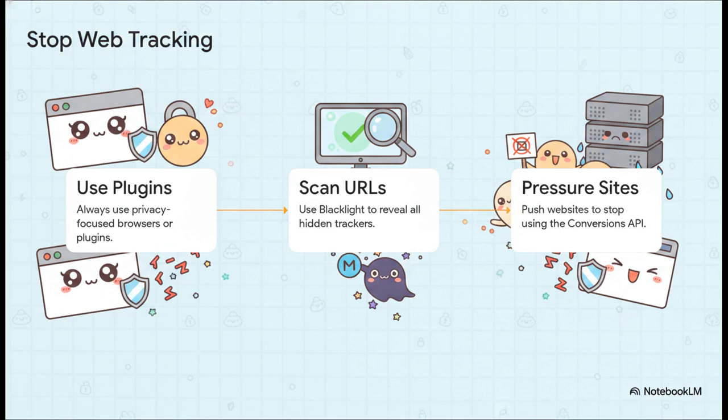So what do the researchers recommend for fighting back against this invisible web? First up, use privacy-focused browsers or plugins that natively block these trackers. Second, and this is a really cool resource, use a tool called Blacklight, created by the tech publication The Markup. You literally just paste a website URL into Blacklight, and it will scan and reveal all the hidden trackers, including the Meta Pixel, running on that specific site. Finally, for server-side tracking like the Conversions API, the only real defense we have is public awareness and actively pressuring companies to stop quietly handing over our data.